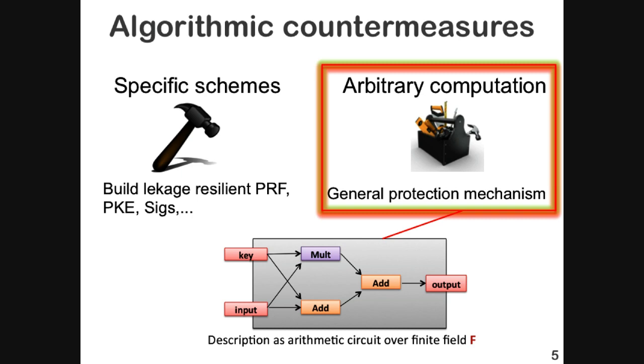protect arbitrary computation. So we need some way to model arbitrary computation, and we do this as a circuit. So the circuit has some operations like a multiplication operation, addition operation. There are some wires in the circuit, and these wires carry some elements in a finite field F. Okay? So this is how we model arbitrary computation. So this could be, for example, an AES circuit, which has some secret key here, some input there, and produces some output.